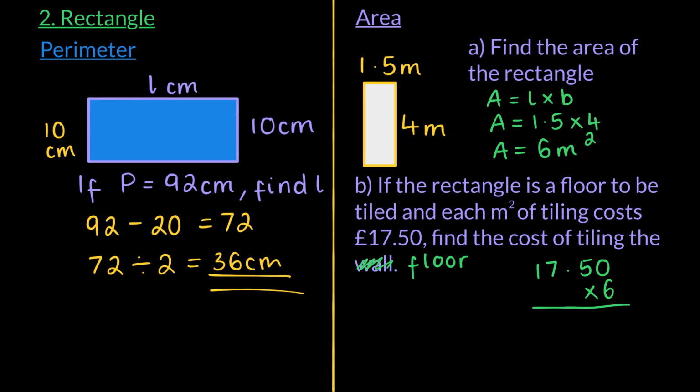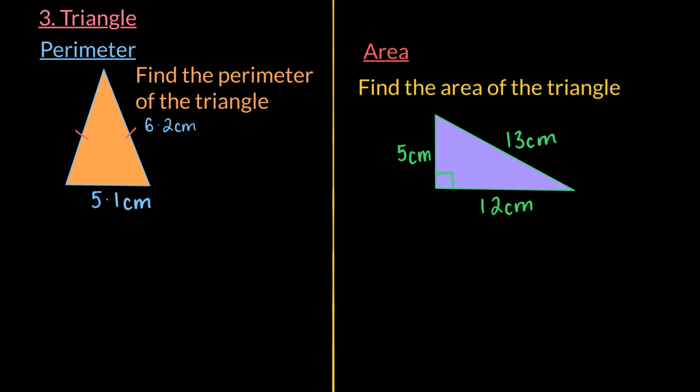And again, we're trying to get really comfortable with doing non-calculator sums here. So we're going to work it out in a chimney sum and say 0 times 6 is 0, 5 times 6 is 30, so put the 3 down, 7 times 6 is 42, add the 3 is 45, 1 times 6 is 6, and plus the 4 is 10, and stick your decimal point in. So the answer to tile the floor is £105.